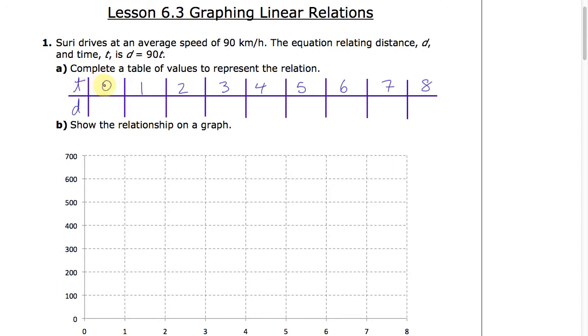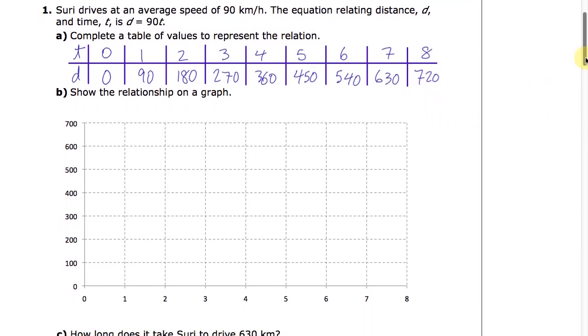So plugging in t equals 0, 90 times 0 gives you 0. Then 90 times 1 gives you 90. 90 times 2 gives you 180. And so on. You can see how this progresses. 270, 360, 450, 540, 630, and 720. So we can plot all of those points on the grid here.